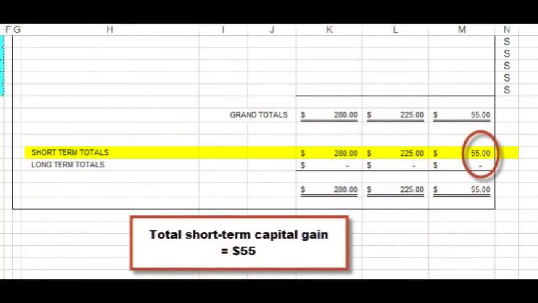Now, one of the nice things about this spreadsheet is that it will actually tally up all of your short-term and long-term capital gains and losses. Of course, for covered call writing, most of these trades will be short-term in nature. So let's scroll down to the bottom of the spreadsheet and have a look. Here we see that we had the $120 gain and the $65 loss, and that nets into a short-term capital gain of $55.